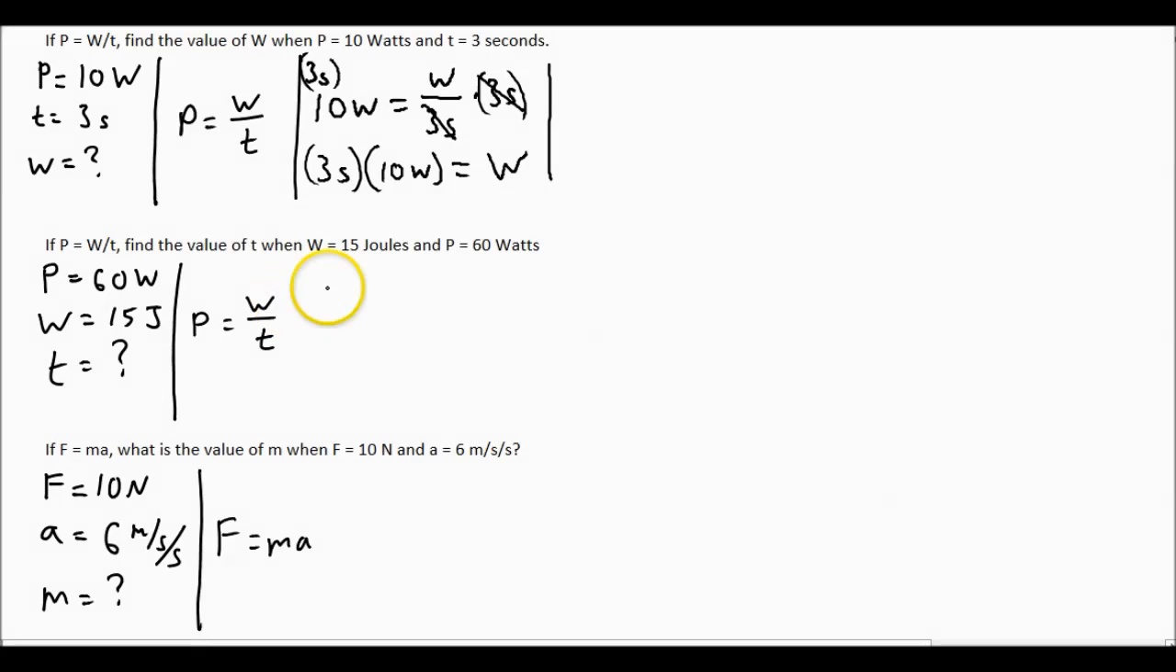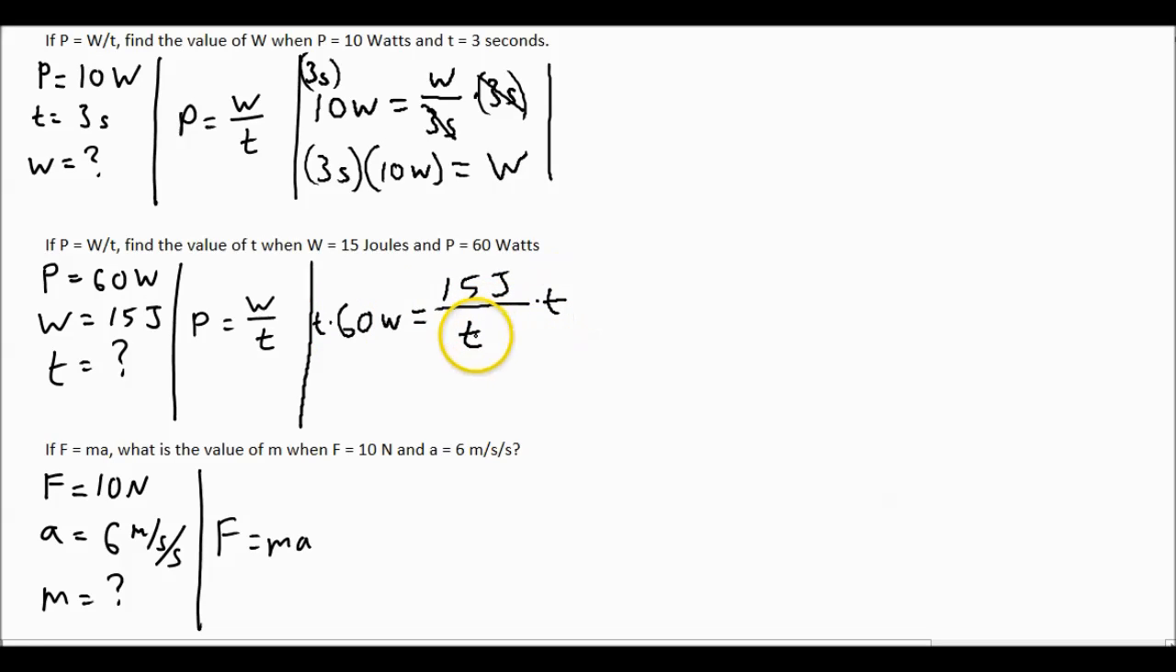Next question is very similar, and so we have power, work, and time. So we're going to use the same equation, but this time we're trying to solve for time. So we will substitute 60 watts for P. Our work is 15 joules, and the time is our unknown. Now this time is on the bottom in the denominator, and so this will be a two-step process. We have to first multiply both sides by time.